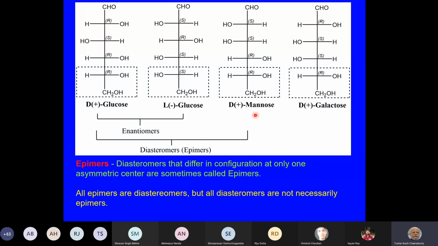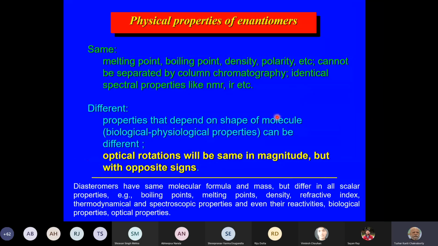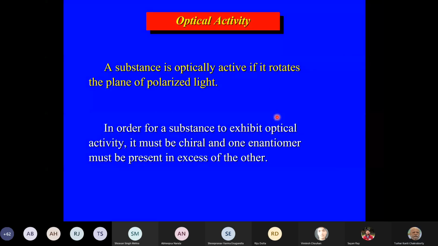But these two molecules, mannose and glucose, are completely different. They can be separated by chromatography. They have the same molecular weight, but spectral properties will be different, and so on. So keep this in mind, that enantiomers we can only distinguish by the specific rotation.